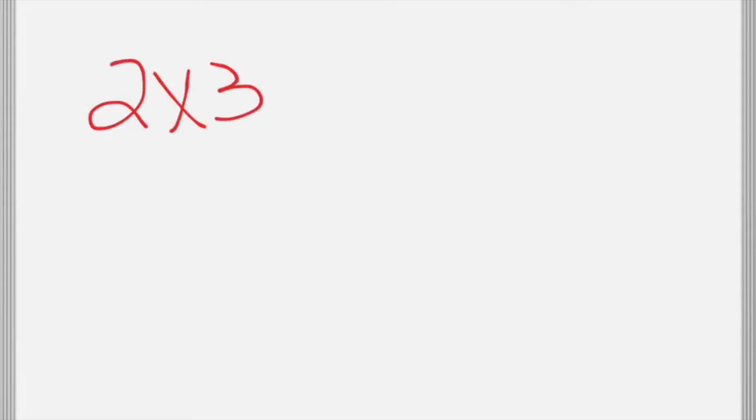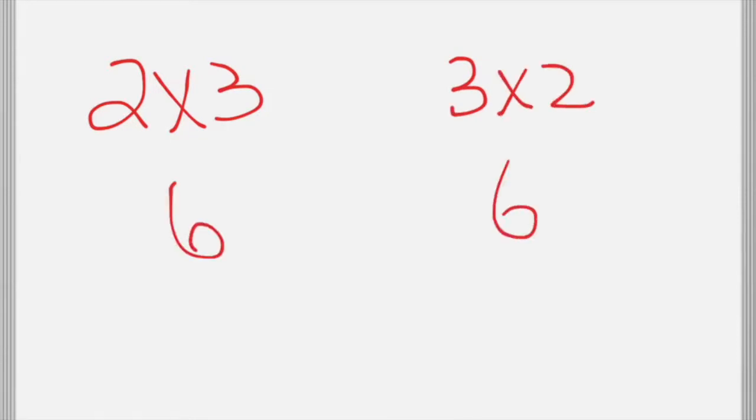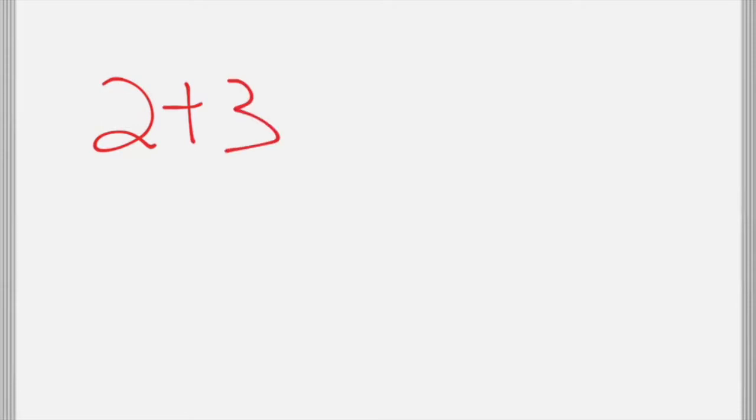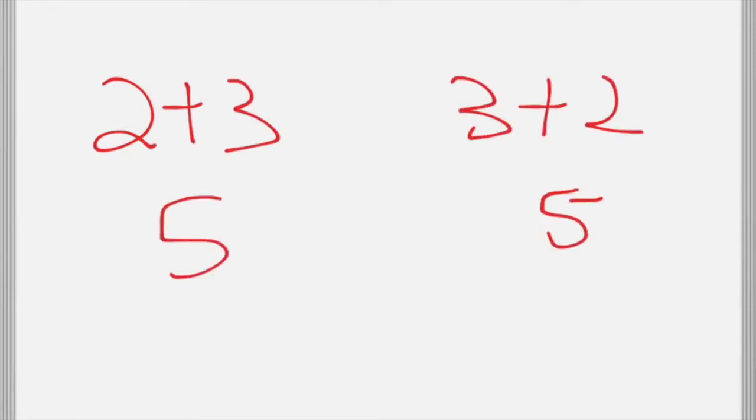is that the same as 3 times 2? Yes, you get 6 on both of them. This was a property that you learned back maybe recently or a long time ago. This is called the commutative property. This works with addition also. So 2 plus 3 is the same as 3 plus 2. They're both 5. This does not work with subtraction.